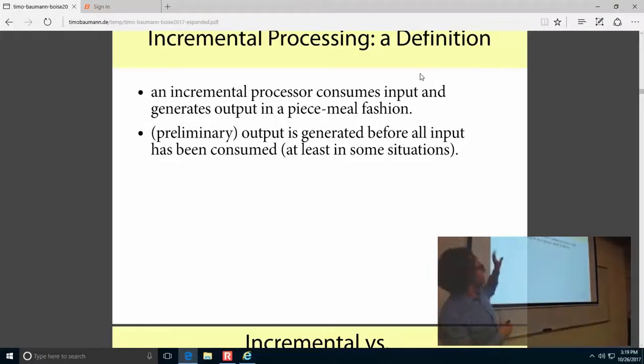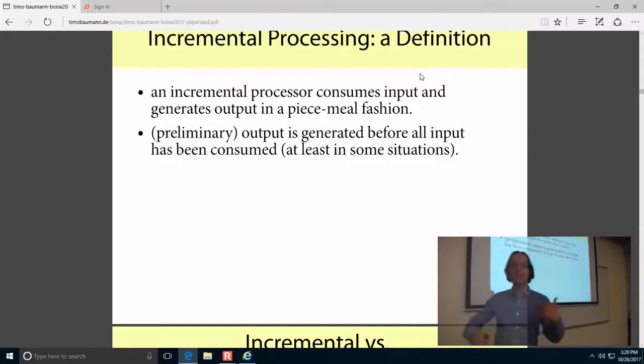That tended to be the definition for incrementality until I figured out, well, it also has to sometimes generate output before input has been completed. Otherwise, there's no external effect. It might be doing something internally, but we wouldn't know about it. It doesn't really help us. But it doesn't always have to output something just because it got some input. It might be better in some situations to aggregate some input before it outputs something.